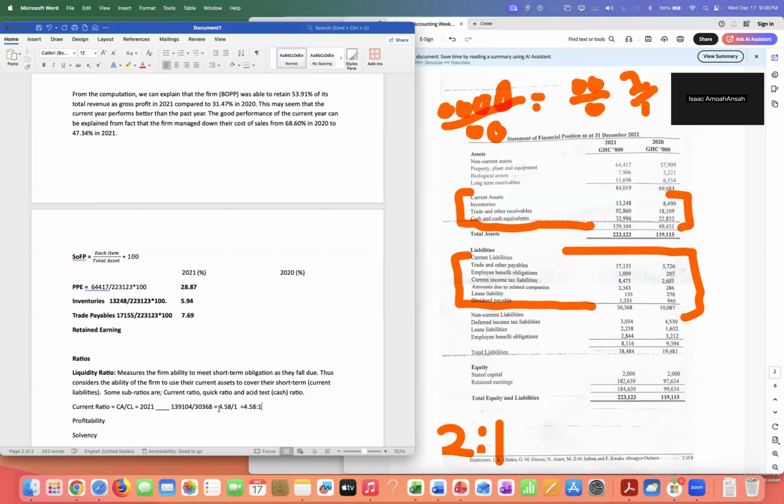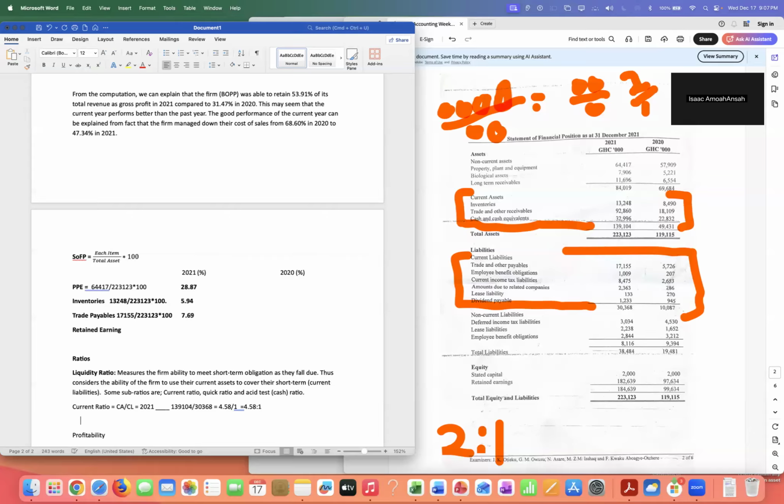For every 1 cedi current liability, the firm has 4 cedis, 58 pesewas to pay for it, suggesting that the firm can pay for the 1 cedi current liability and still be left with some surplus. If you owe 1 cedi and you go and pay, if you have 4 cedis, 58 pesewas to pay for it, you get a change of 3 cedis, 58 pesewas. So that's how we're going to do the interpretation.